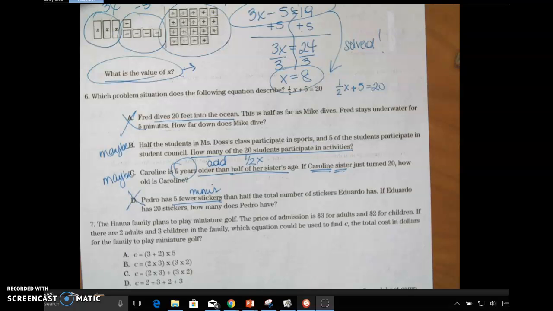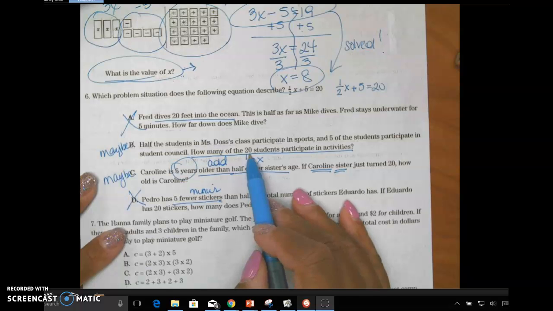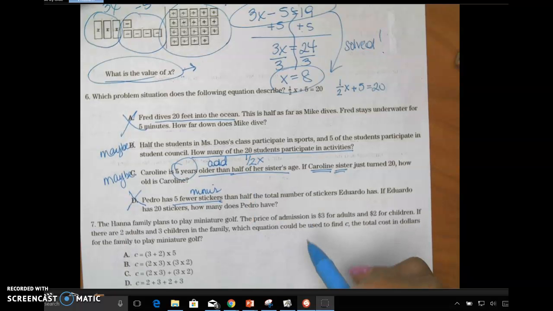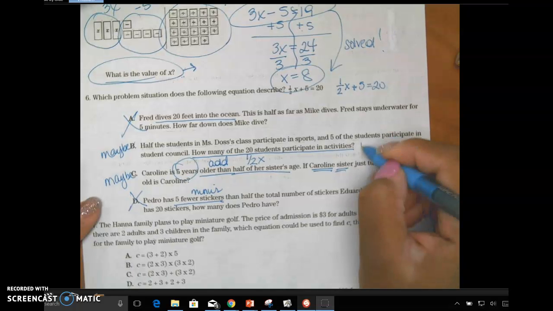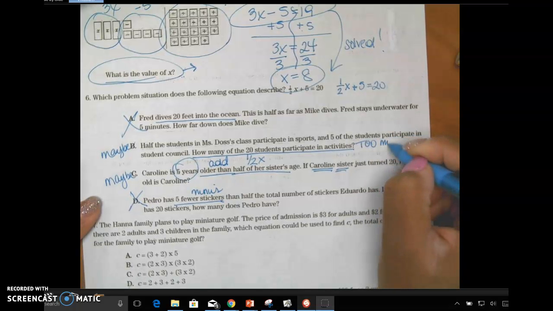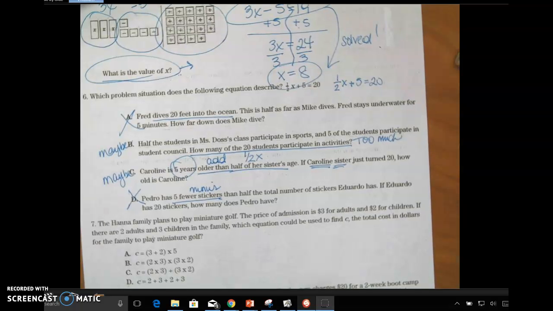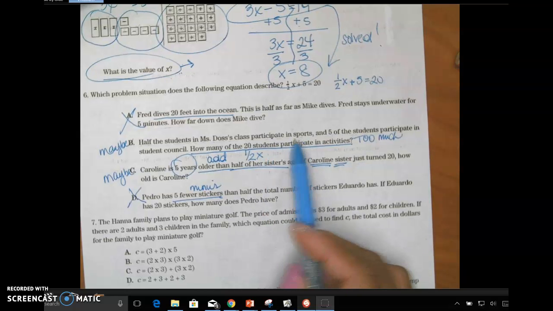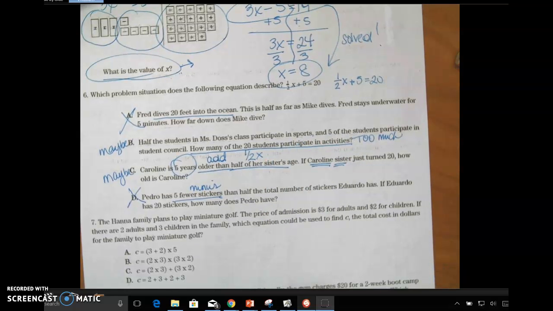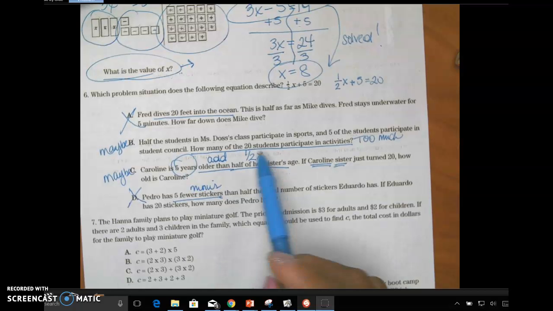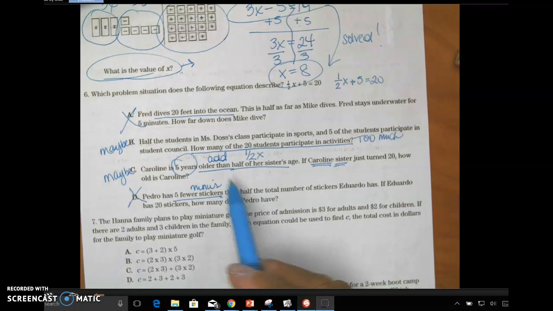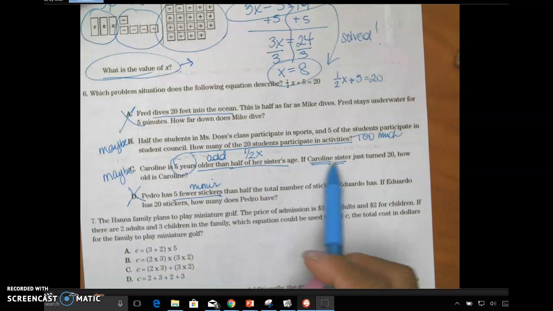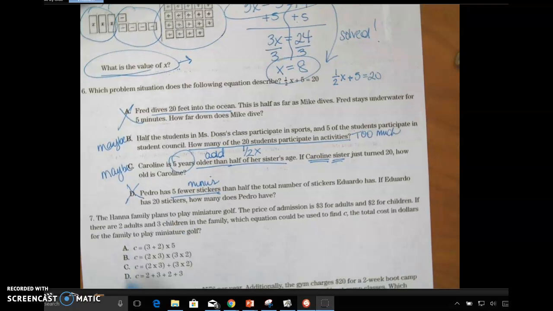That means I need to know about who does what. So I would have to take this 5 and subtract it and then figure out how many are all together. This is too much processing. How many of the 20 students participate in activities? Well, they all do activities. They do sports and they do student council. So that's not correct. Here, I need to find half of Caroline's age, or Caroline's sister's age, in order to get Caroline.